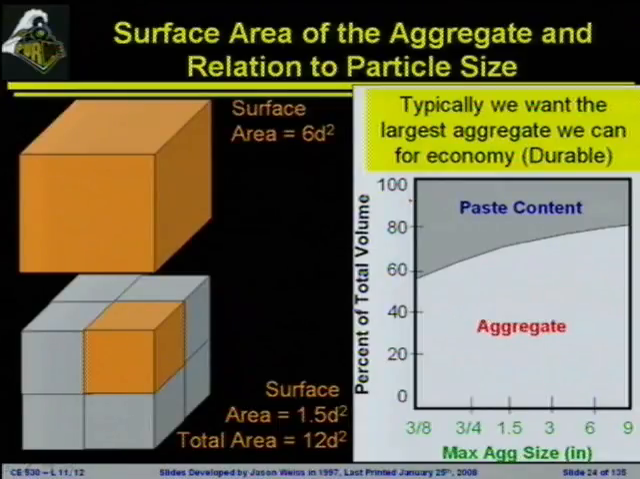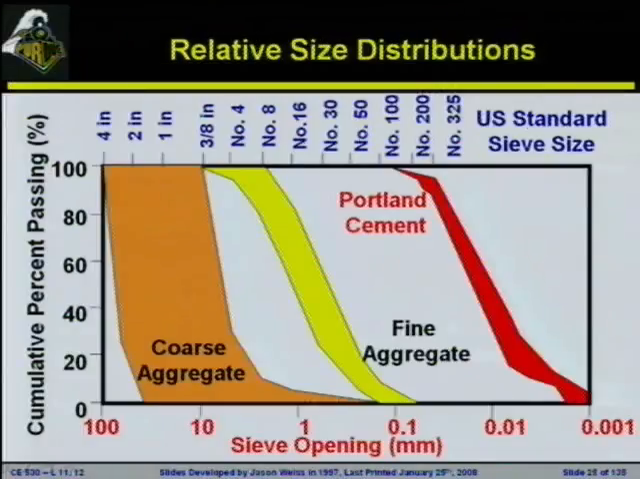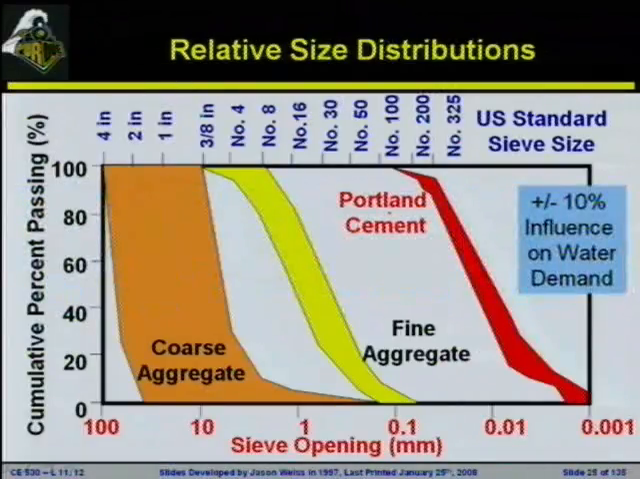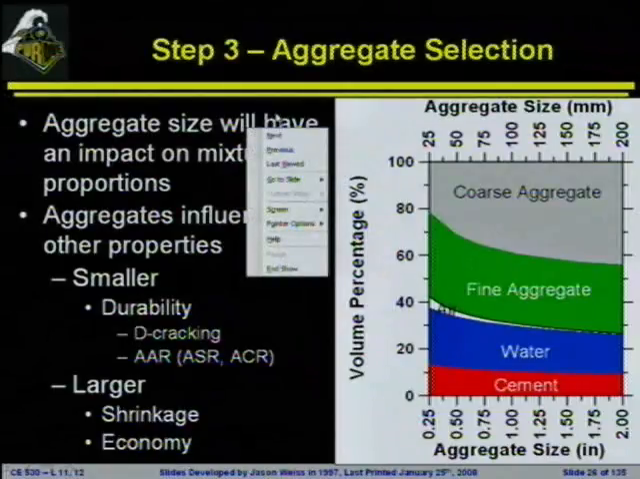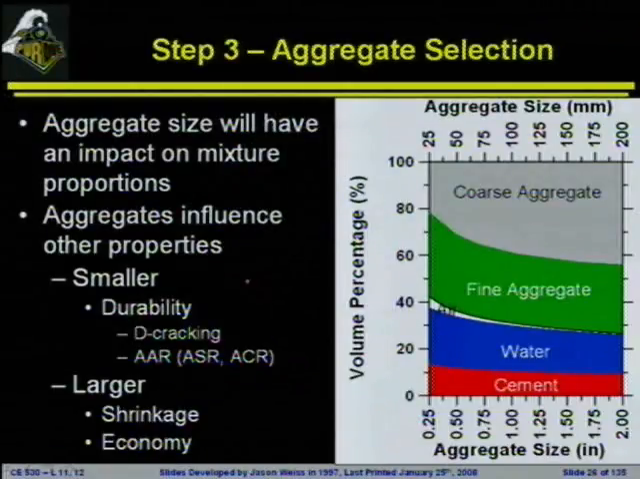Typically, the rule of thumb is you want to try to use as large a size aggregate as is reasonably possible. Typical sizes, you'll see people using 3/4 inch, 1.25 inches, 1.5 inch aggregate as their maximum size aggregate. And then we've got our size distributions that I'm not going to go through in great detail here, but the size distributions will also have a little bit of an impact on the amount of water. As mentioned, the aggregate size will have an impact on the mixture proportions. It will also have an influence on some of the other properties.